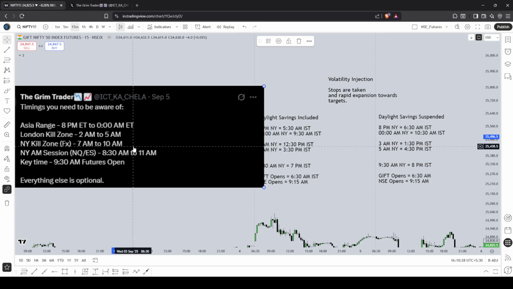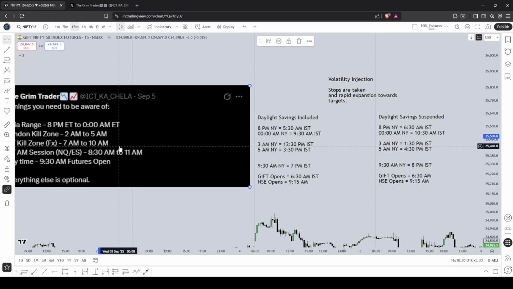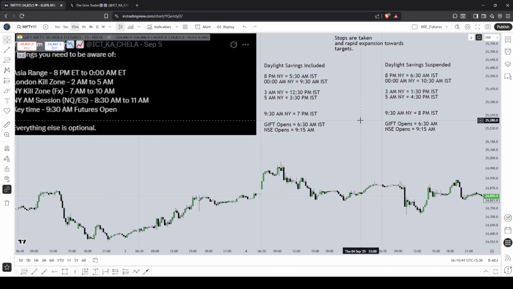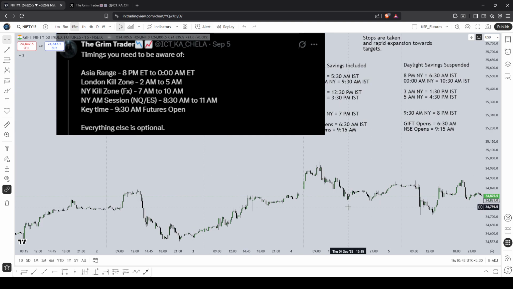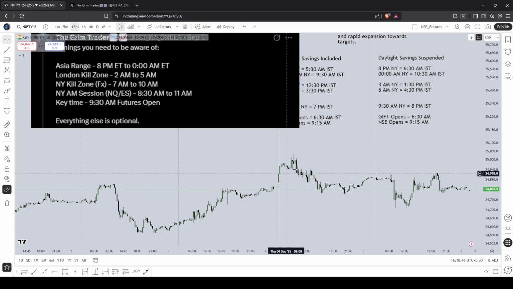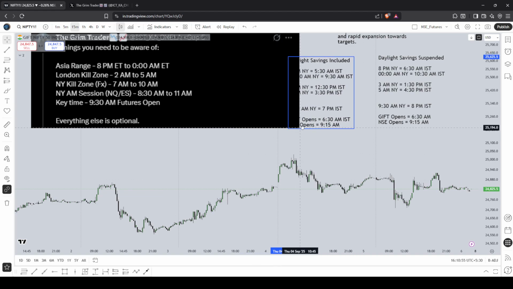These are guidelines for when the ICT operates on dollar denominated assets. These are crucial times for you to be paying attention. Why? I'll tell you. Because this is the Gift contract. It operates between 6:30 a.m. India time to 2:30 a.m. India time, which is somewhere around the New York afternoon session.